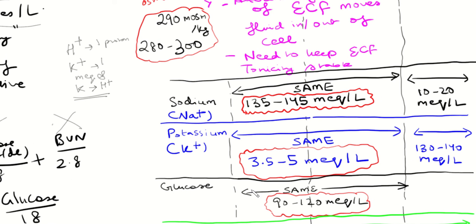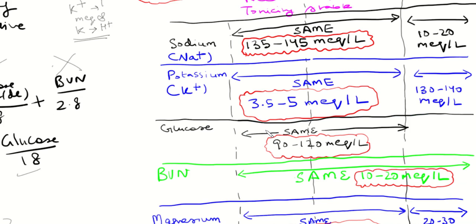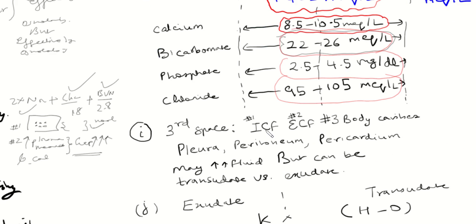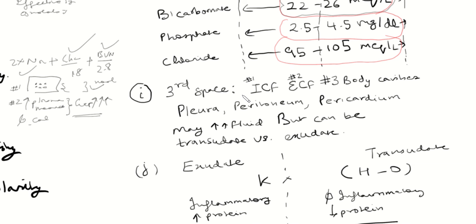Tonicity remains the same, BUN remains the same. But you see sodium and potassium. So, extracellular potassium is lower. Intracellular potassium is higher. Intracellular sodium is lower. Extracellular sodium is much, much higher. Okay, something to remember. Now, third spacing.